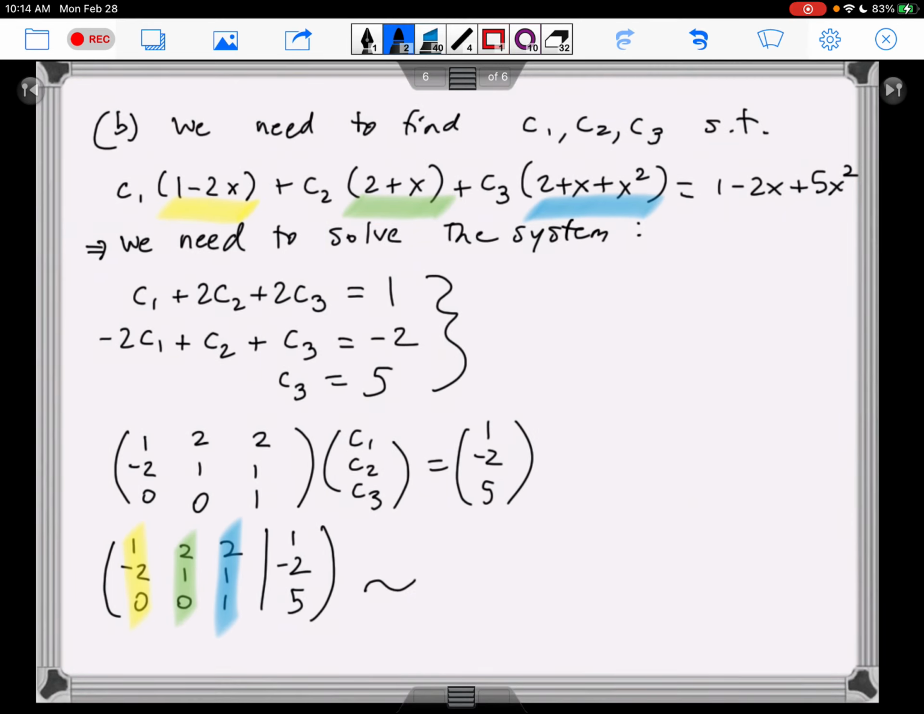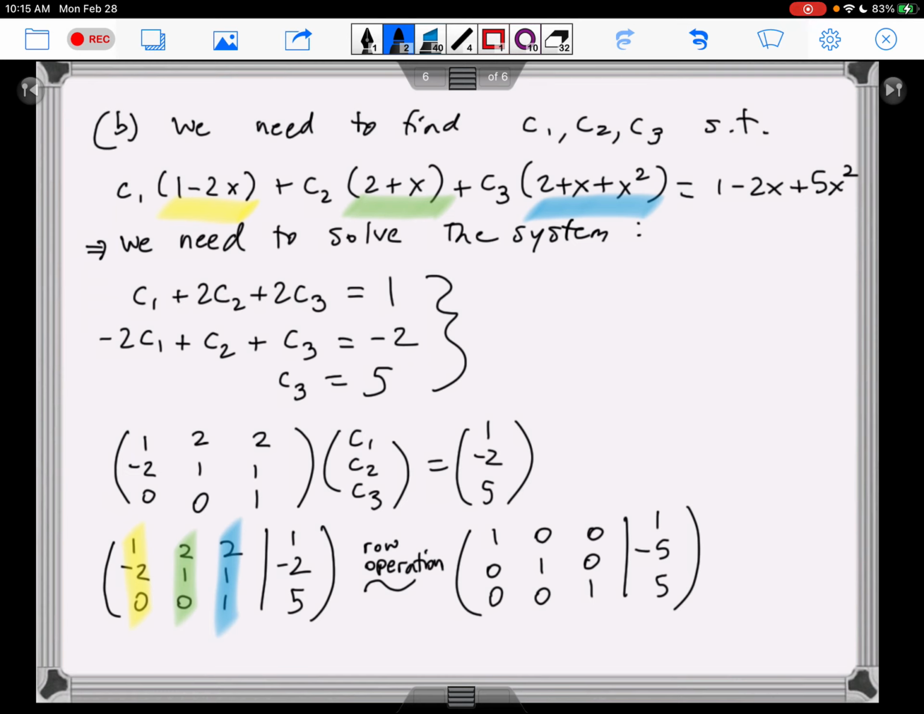And so here's the part that I'm going to do on my own. If you do row operations, you can do this on your own, but I don't want to show all the calculations here, just as a matter of saving time. So you end up with 1, 0, 0, 0, 1, 0, 0, 0, 1, and then going to 1, negative 5, 5.